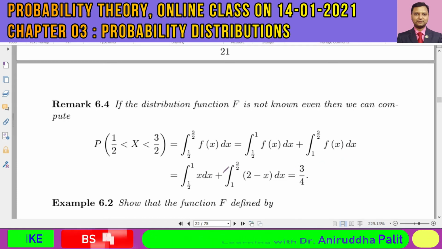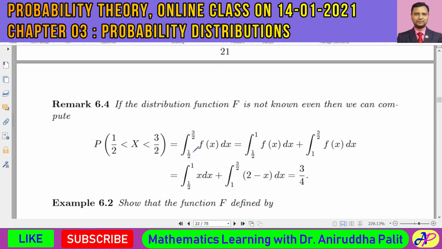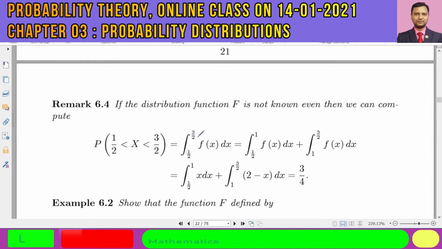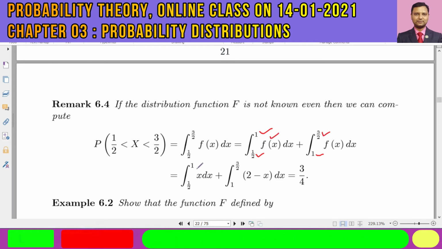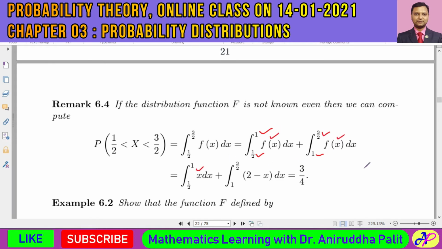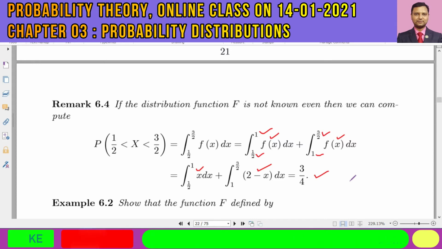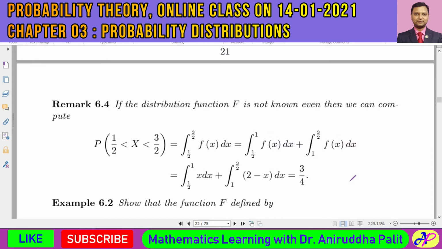You can simply integrate this function over the range from half to 3 by 2, and you can decompose this integral into the first segment from half to 1, and then from 1 to 3 by 2. In the first segment you can put f(x) is equal to x, and in the second segment you can put f(x) is equal to 2 minus x or k minus x. Eventually you will be able to get this probability 3 by 4. So that is again another technique of computing the probability. As per the question you will have to follow the technique.